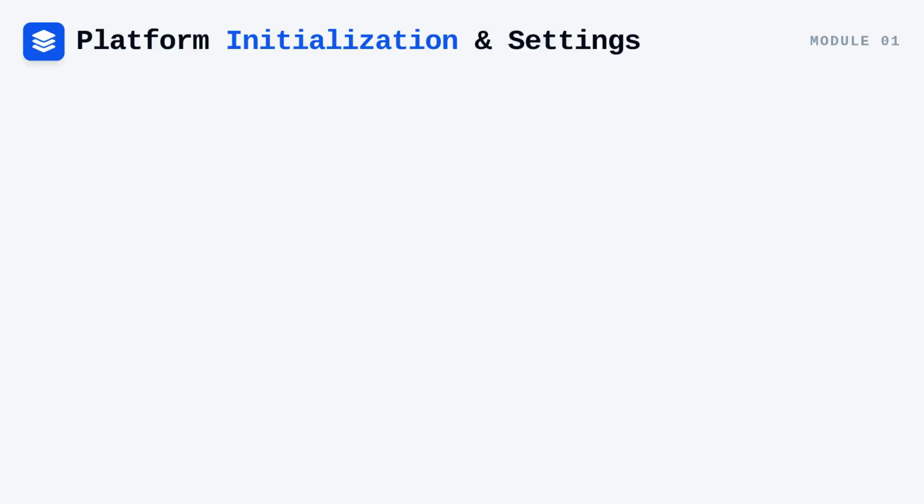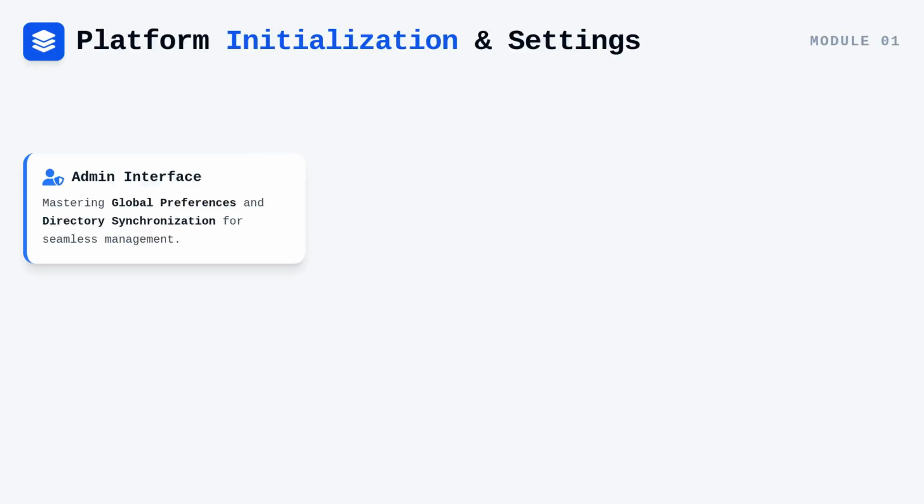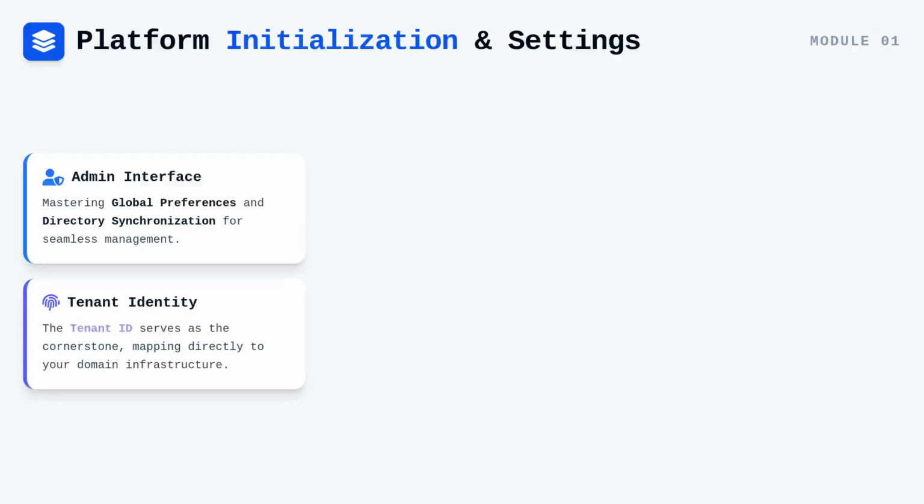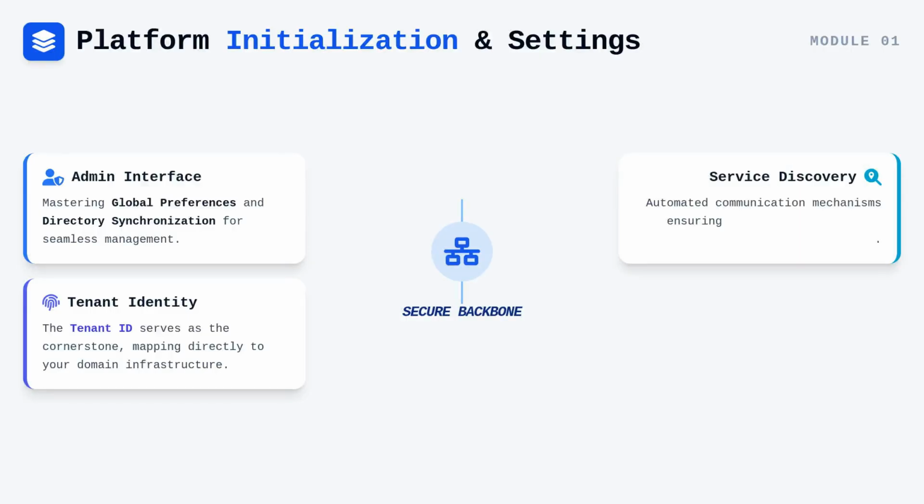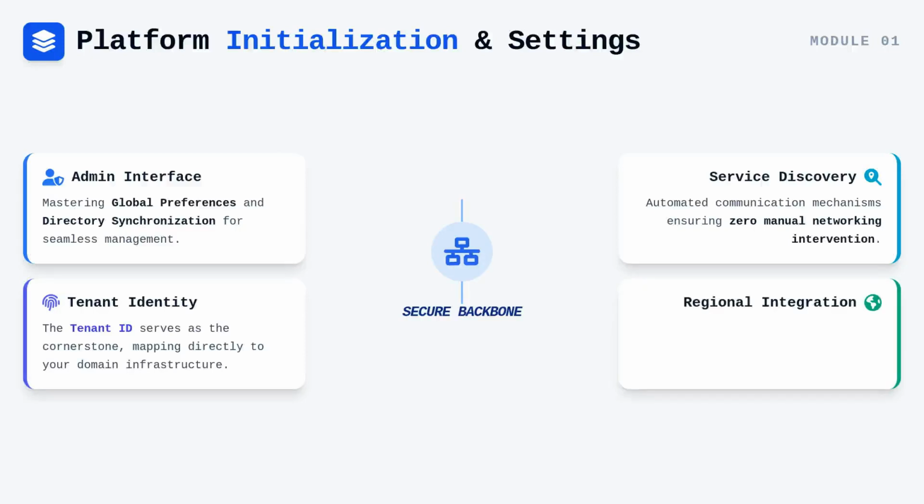As we progress, we will dive into the nuances of platform initialization and organizational settings that form the backbone of any deployment. You will learn how to navigate the administration interface effectively, ensuring you know exactly where to manage global preferences and directory synchronization. A major point of focus is the concept of a tenant ID, which is the cornerstone of your environment's identity and must be correctly mapped to your domain infrastructure. We will discuss service discovery mechanisms that allow components to communicate securely without requiring your manual intervention for low-level networking. This knowledge is essential for ensuring that your telephony edges and external integrations function coherently within the constraints of your specific region.